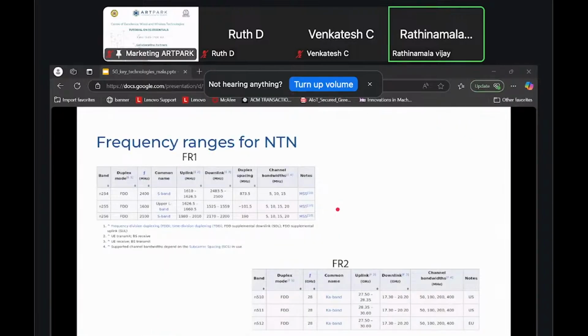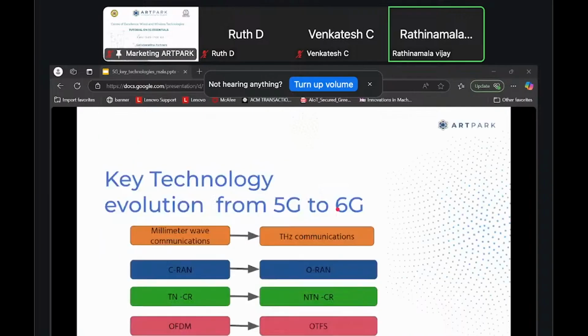So these are some of the frequency ranges supported by 5G. The FR1 for NTN and FR2 for NTN are shown. You can see that 28 gigahertz, which has N510 to N512, is allocated for non-terrestrial networks. And similarly, S-band and L-band are used in FR1 for the non-terrestrial networks.